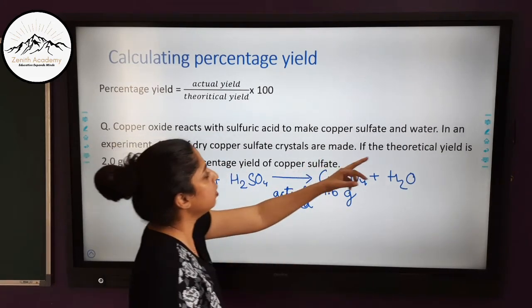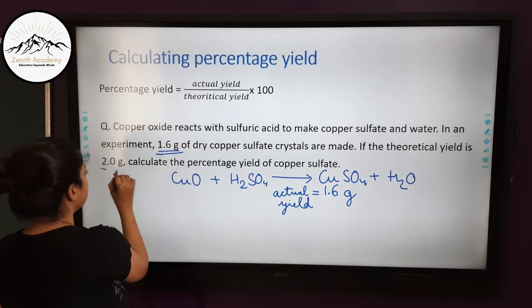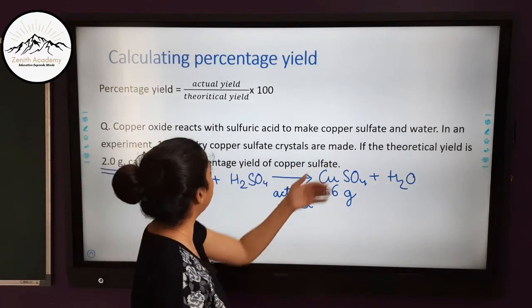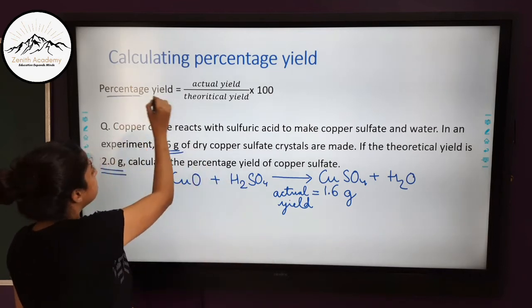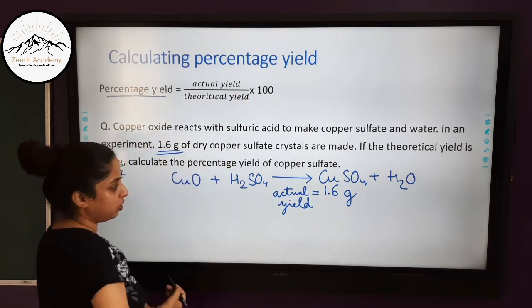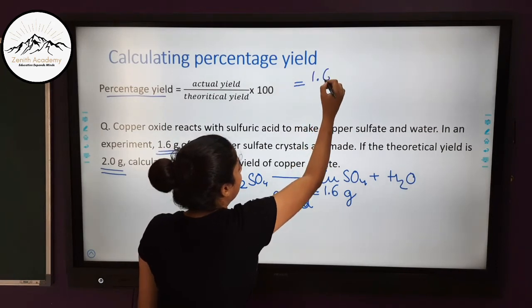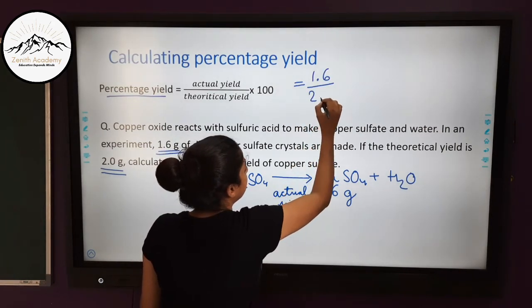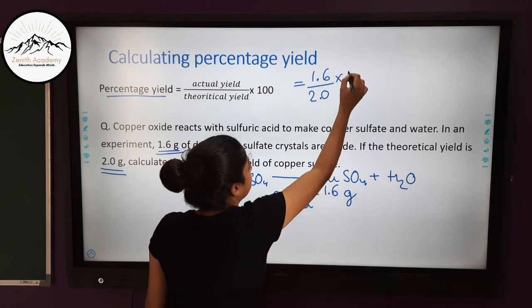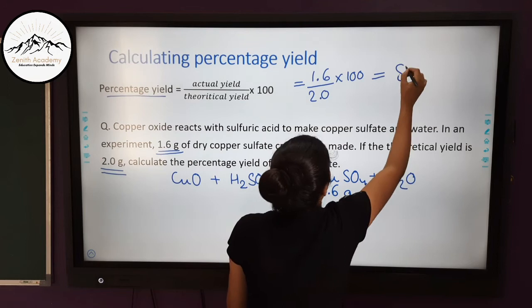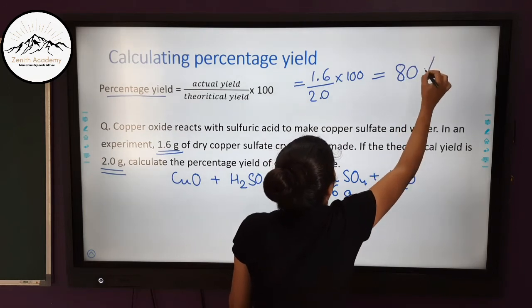Now if the theoretical yield is 2 grams, they have given the theoretical yield. Calculate the percentage yield of copper sulfate. Now you know percentage yield is actual yield upon theoretical yield. So actual yield here is 1.6 and theoretical yield is 2.0. Then you multiply it with 100. So this comes out to be 80%.